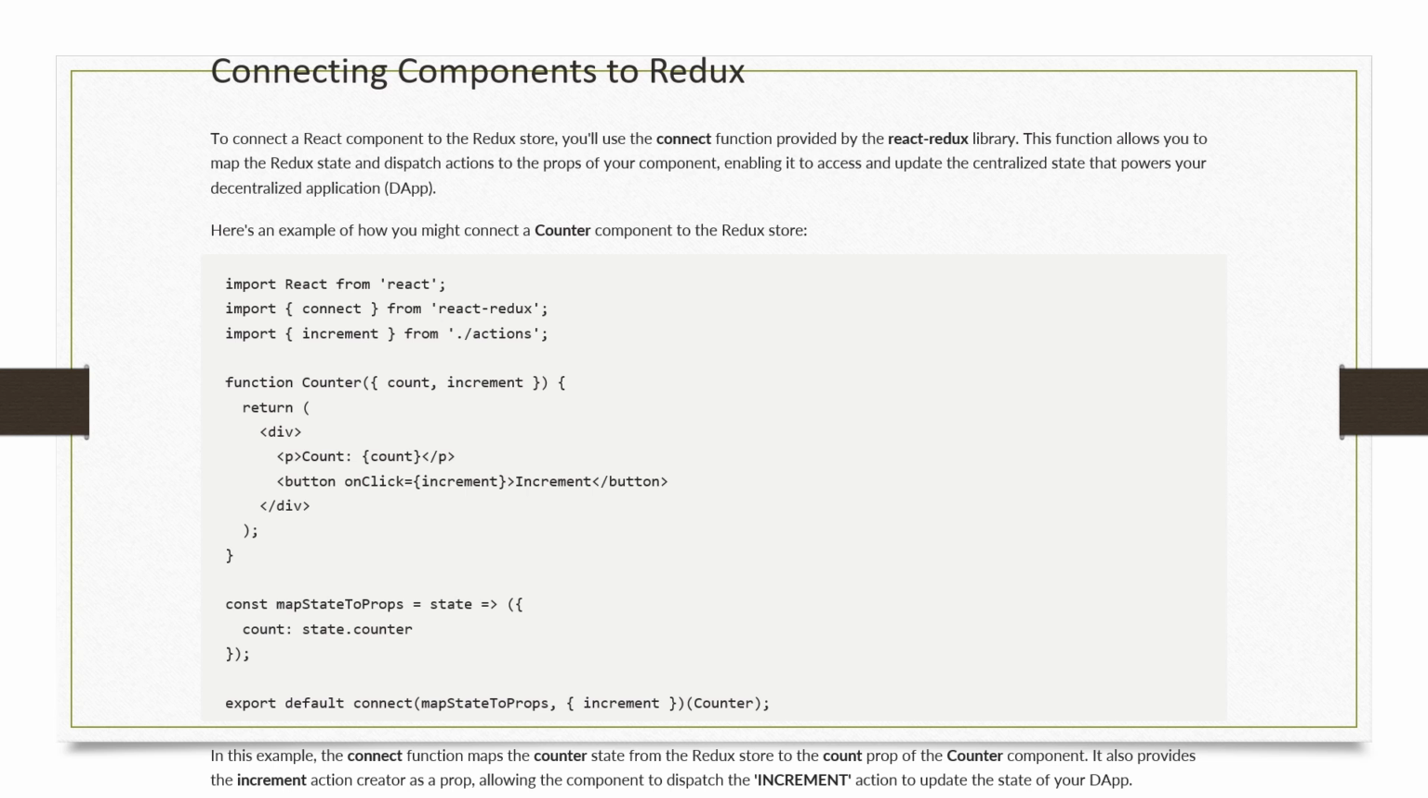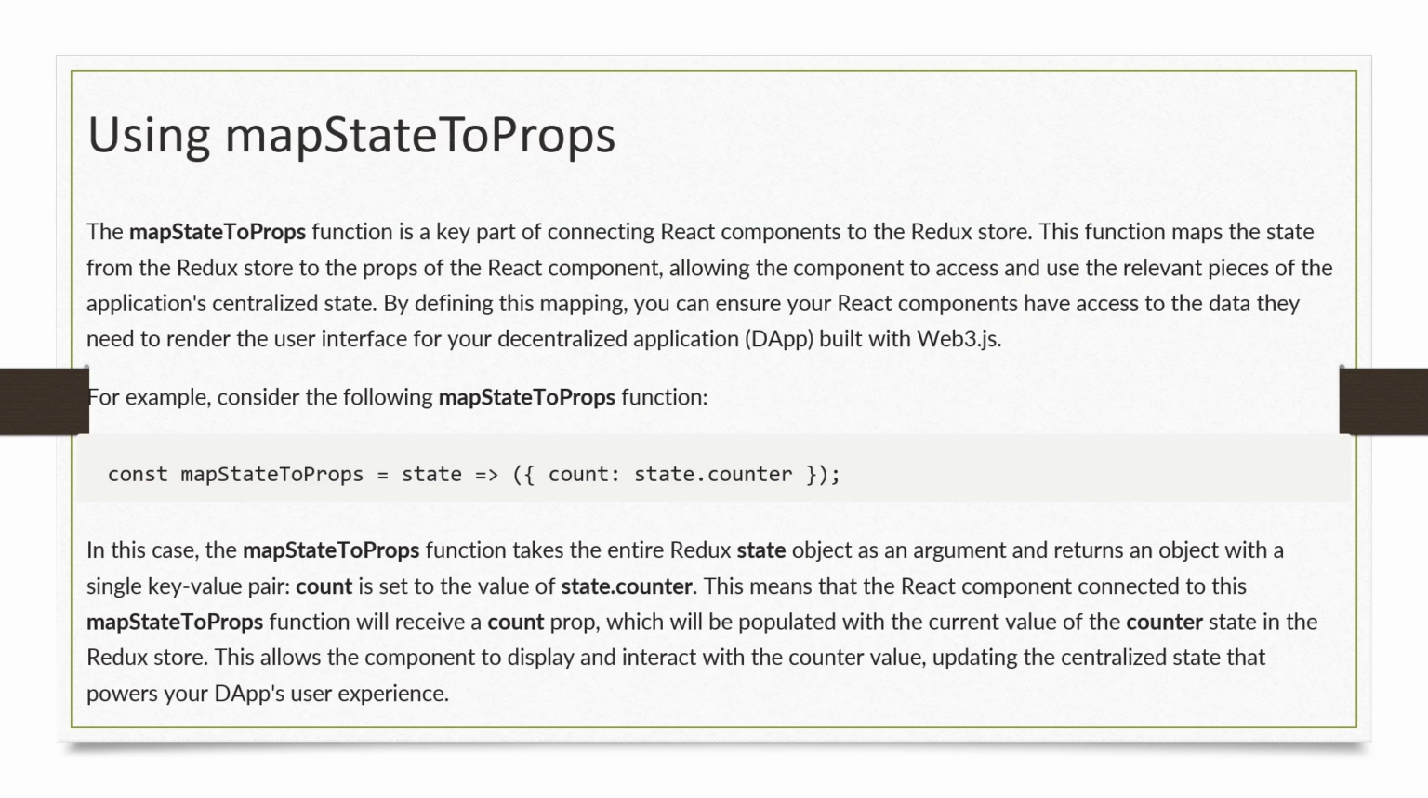Let's see this code. In this code, the first line imports the connect function from React Redux. Then it imports the increment action creator. Then the next line defines the Counter component, taking count and increment as props. Then it displays the current count and dispatches the increment action when clicked. Then it maps the Redux state to the count prop, and at the end it connects the Counter component to the Redux store. mapStateToProps maps the state from the Redux store to the props of the React component.